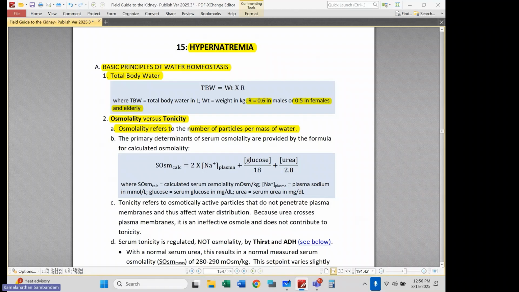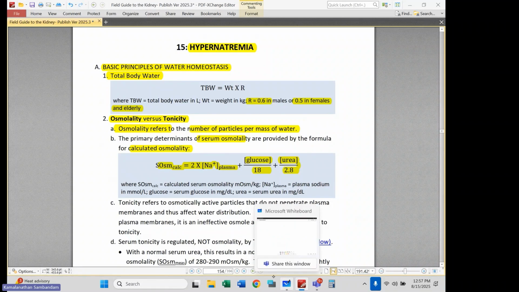Okay, moving on. How do we discriminate between osmolality and tonicity? Again, the osmolality of the serum can be calculated based on this formula. Plasma sodium, glucose, and urea are the main determinants of this osmolality in most individuals. Urea is not a determinant of tonicity, though, right? Urea, we think of as not exerting tonicity.